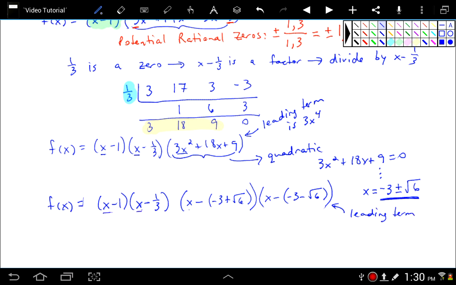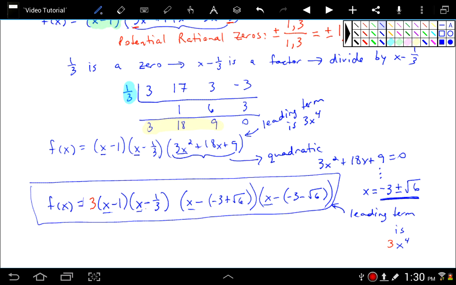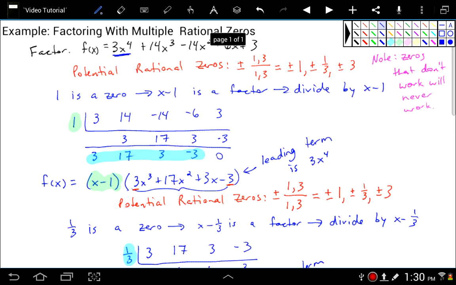x times x times x times x is x to the 4th. I need it to be 3x to the 4th, so now I need to introduce this extra constant onto the front, which does not affect my existing factors, and it doesn't affect my x to the 4th. So now my leading term is correct, and I have factored the original polynomial because x minus 1 is linear, x minus 1/3 is linear, x minus this thing is linear, and x minus this thing is linear. So we have completely factored the original polynomial here. We just had to use potential rational zeros twice because standard techniques failed us both times.